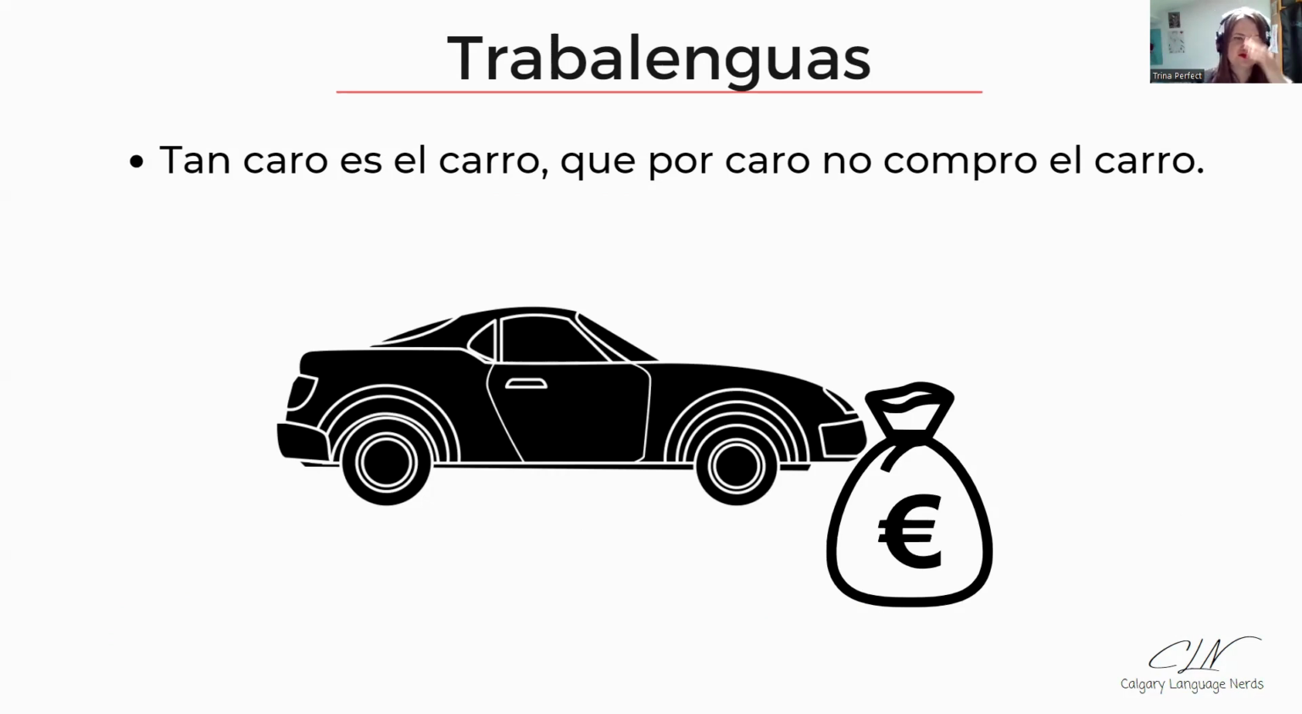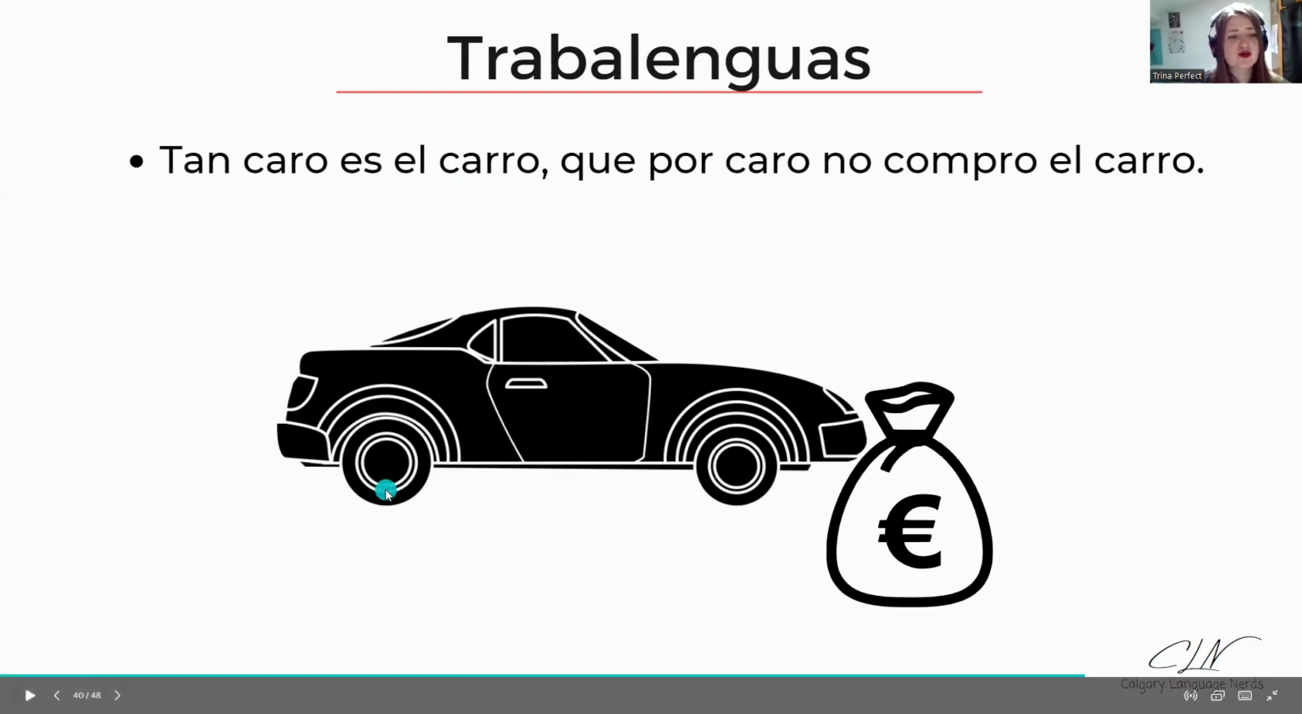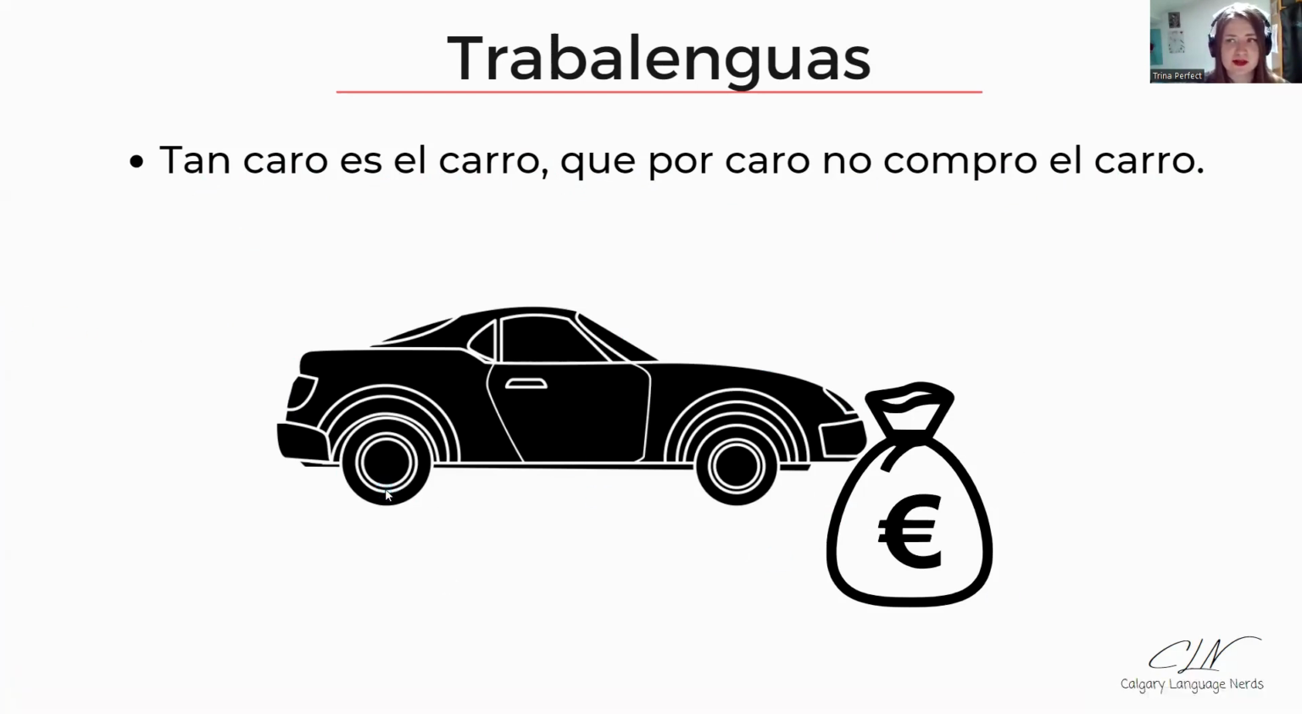Entonces, la primera. Let's figure out what it means first. Tan caro es el carro. So expensive is the car. Que por caro no compro el carro. Here we are practicing R's. No, the long one, the short one. So, the car is so expensive that, because it's so expensive, no compro el carro. I don't buy this car. And here is the little illustration of it. Not all of them make sense, obviously. They're mostly for the pronunciation.